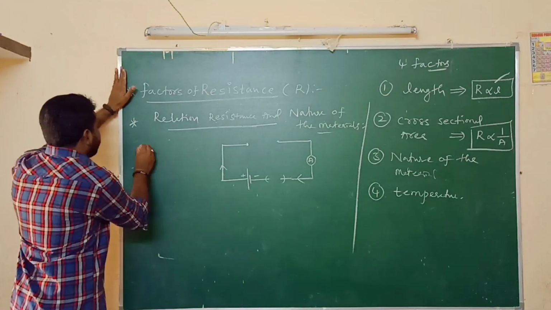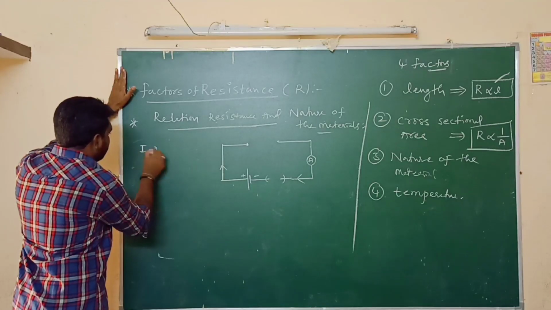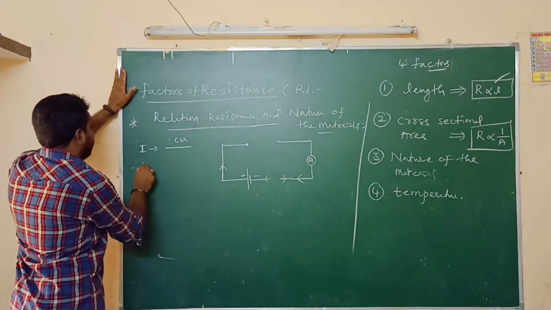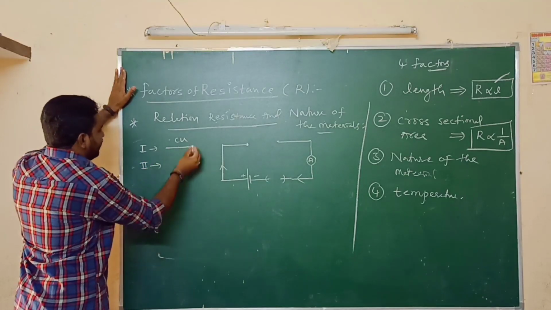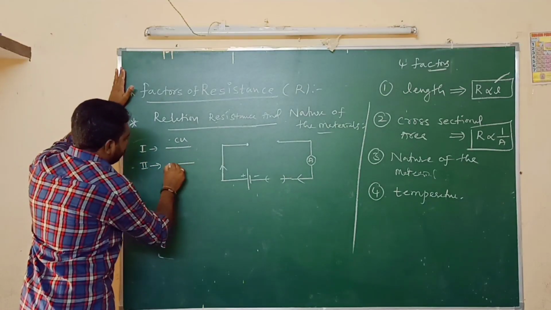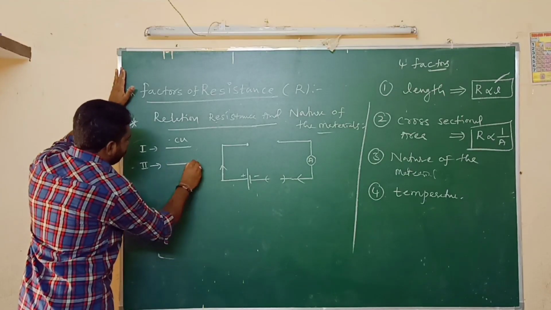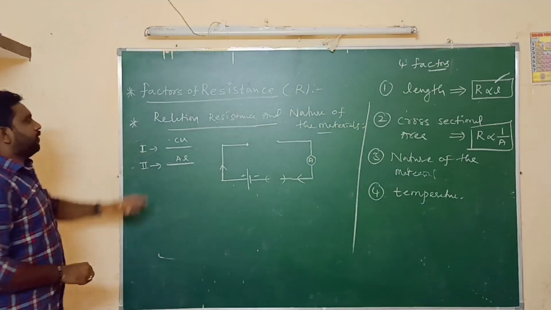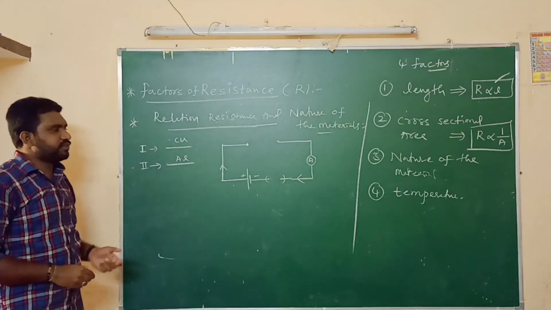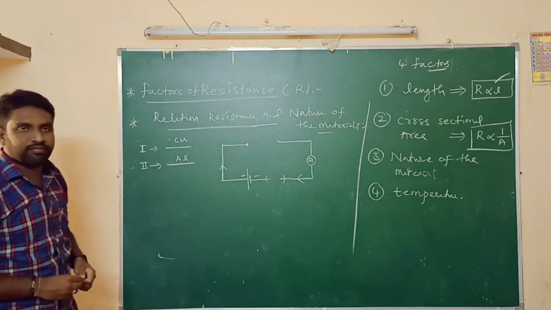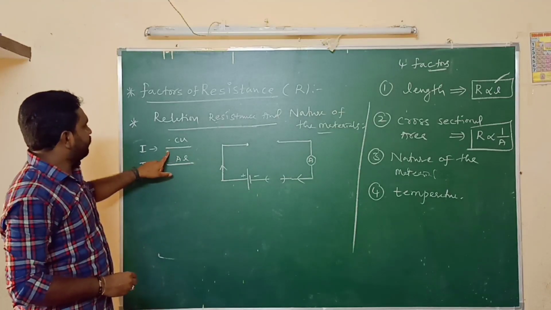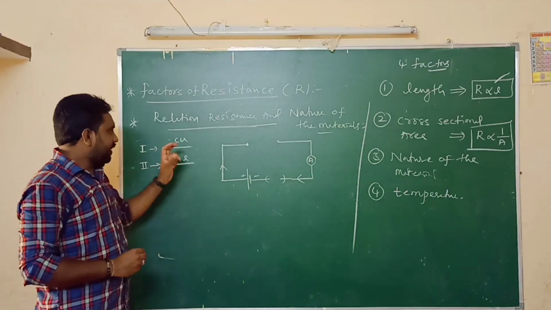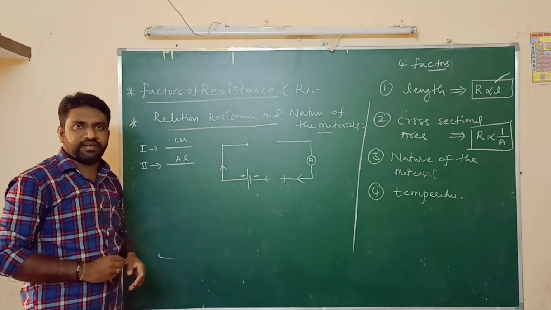So this is wire 1. It is made up of copper, and we are going to consider wire 2. It is made up of aluminium. So we are going to consider the two wires as samples to study the relation between resistance and nature of the material. Wire 1 is made up of copper, wire 2 is made up of aluminium. But these two wires have the same length and same cross sectional area.